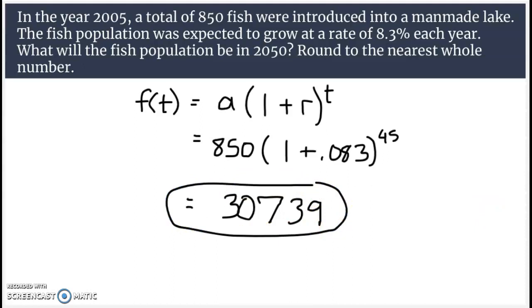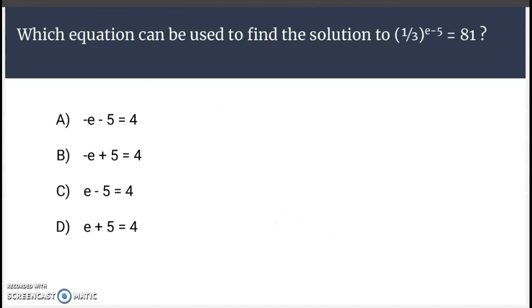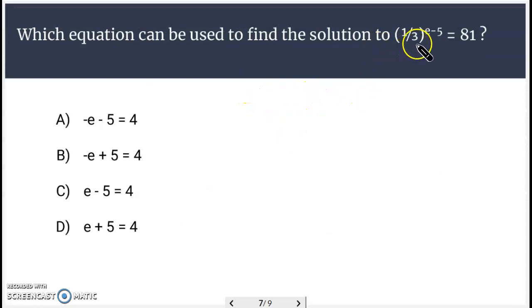All right, next one, a little bit different, changing gears a little bit. Which equation can be used to find the solution? 1/3 to the power of x minus 5 equals 81. Okay, well, a couple ways to do this. Get it rewritten here first, x minus 5.